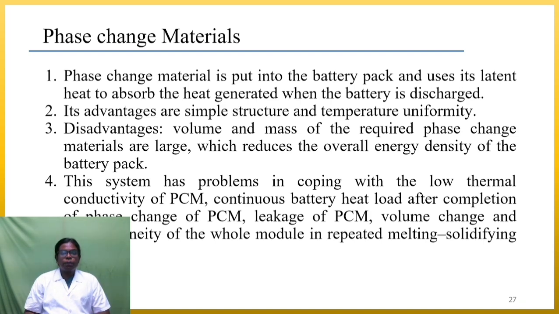Phase change material is put into the battery pack. The next one is phase change materials, which use latent heat to absorb the heat generated when the battery is discharged. Its advantages are simple structure and temperature uniformity. Disadvantages: the volume and mass of the required PCM are large, which reduces the overall efficiency and energy density of the battery. Another problem is the low thermal conductivity of the PCM. If it is low, it is not a good conductor of heat.